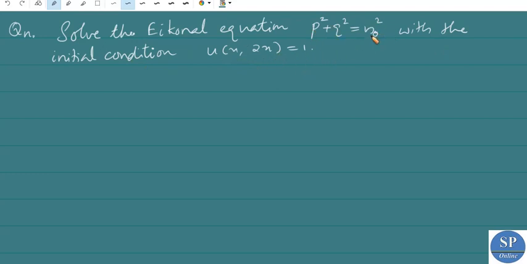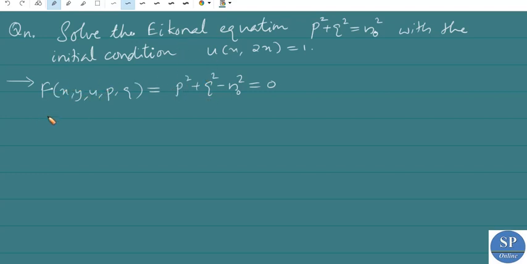So we know this eikonal equation is a nonlinear equation. So we can use the method that we discussed in the last class to solve this nonlinear PDE. Here p square plus q square equal to n naught square. So we can write this as p square plus q square minus n naught square equal to 0. So we can take our f of x, y, u, p, q as p square plus q square minus n naught square. Okay, so this is our f.